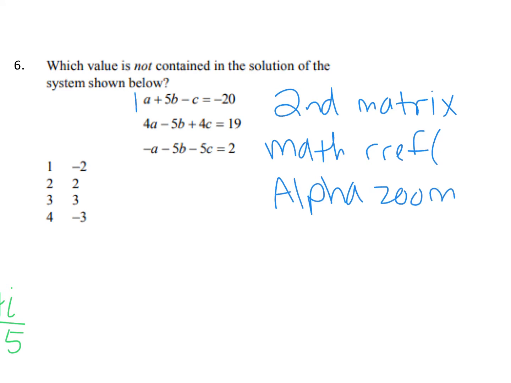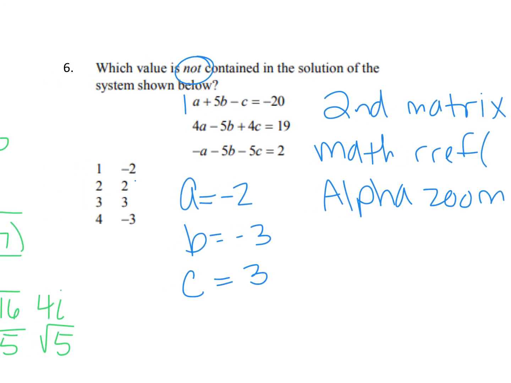So you're going to type 1, 5, negative 1, negative 20, 4, negative 5, 4, 19, negative 1, negative 5, and 2. And you'll find out that A equals negative 2, B equals negative 3, and C equals 3. They want the one that's not. So the only one that's not is 2.